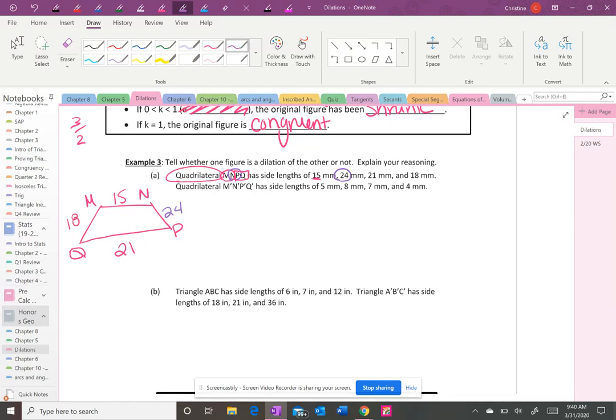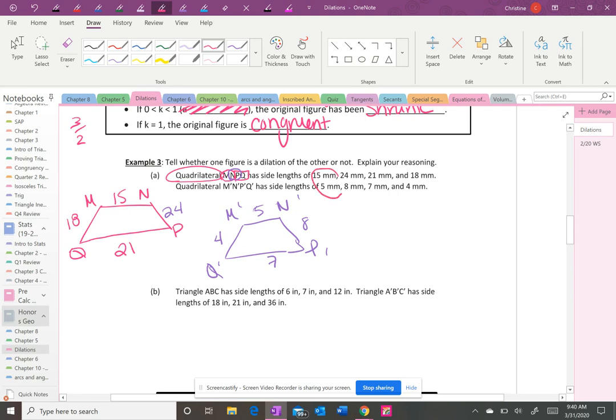Then it's saying that there's another quadrilateral, MNPQ prime, and then it has side lengths of 5, 8, 7, 4. I guess you didn't really have to draw a picture, but if you would want to just look and see if the sides are proportional, these would match up. So 15 to 5 is divided by 3. This is divided by 3. This is divided by 3. But then it gets you at the end, this is not divided by 3. So all of the sides have to be proportional. So these would not be similar.